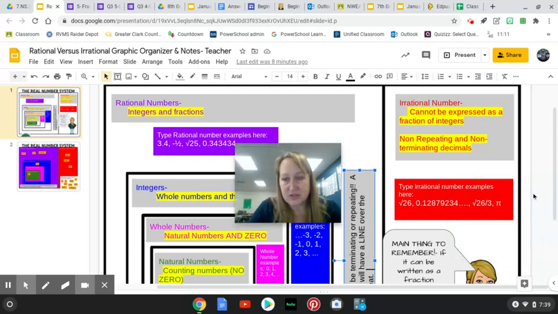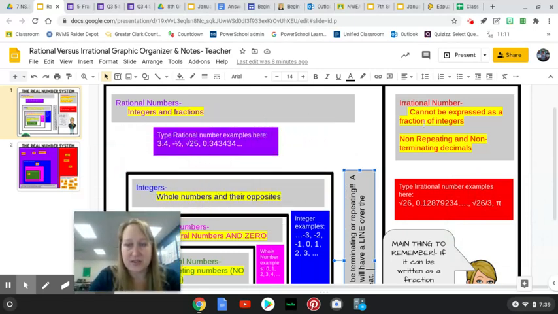Irrational numbers are the numbers that cannot be expressed as a fraction of integers. In other words, you can't put the square root of 26 over 2. You can't do that because it's got an irrational number. It doesn't come out even. These are the ones that are work. They make you think a little harder.